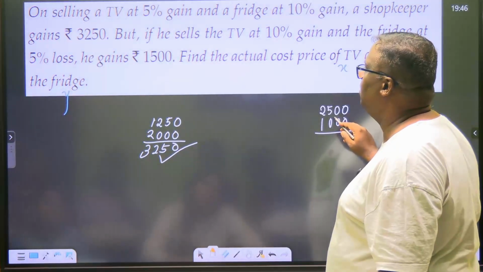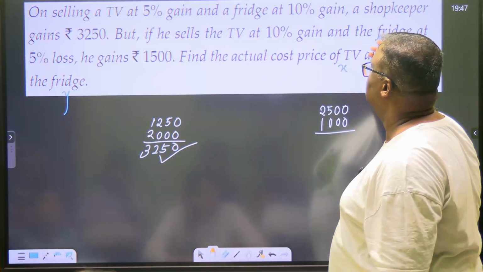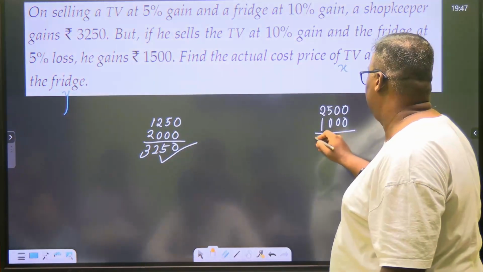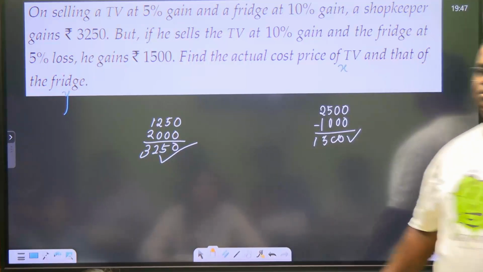No, something has gone wrong. Yes, correct. And you are making what? 1,500. So this is negative. So this is 1,500. Perfect. You can check this way.